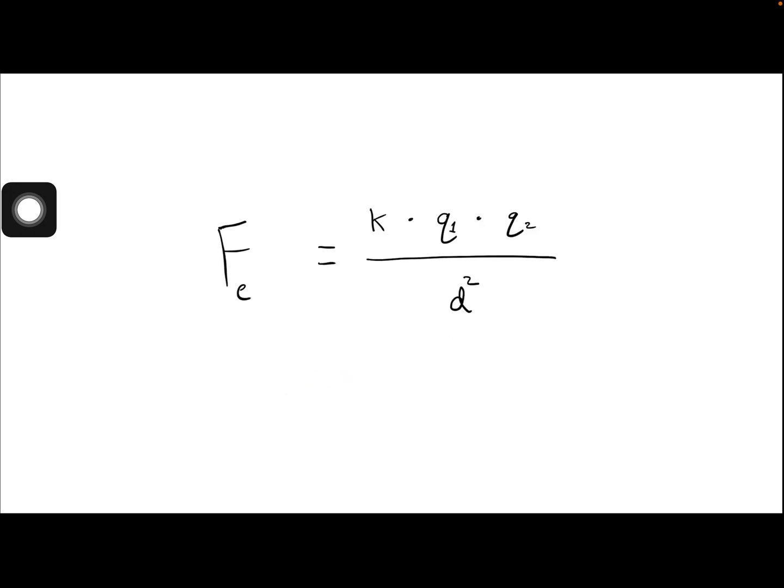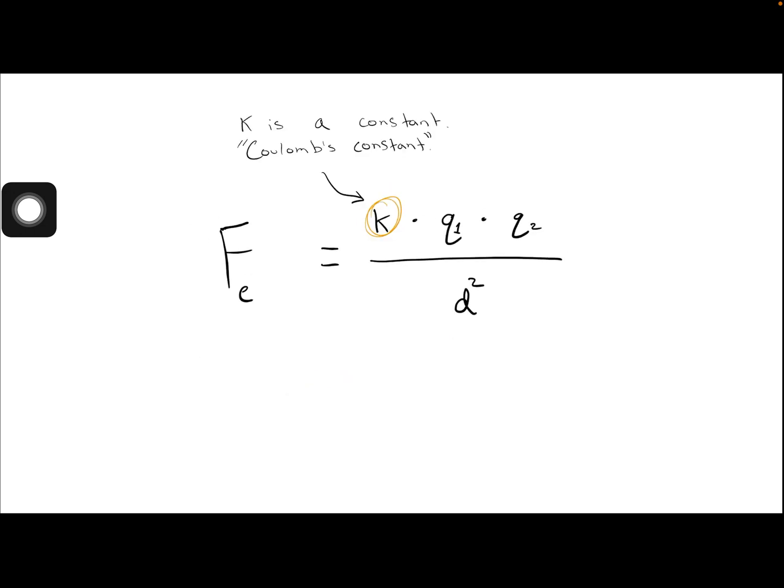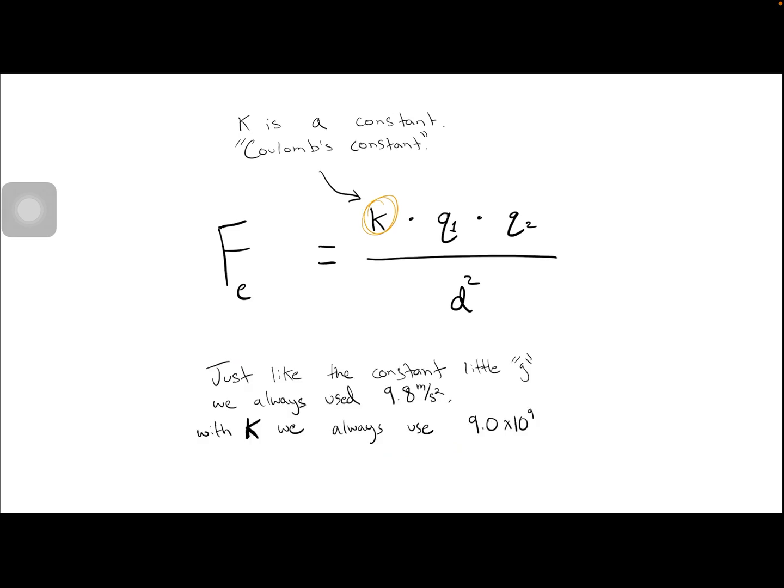The last thing to deal with is this k here. k is just a constant. It's Coulomb's constant. And it's just like little g. We always use 9.8 meters per second squared. It's the acceleration due to gravity. It's a constant. But with k, Coulomb's constant, we always use 9.0 times 10 to the 9th, which is the same as 9 billion. And it never changes, so we don't really have to worry about it too much. But that is Coulomb's law. That's the pattern. I'm glad we broke it down. You got it, folks.